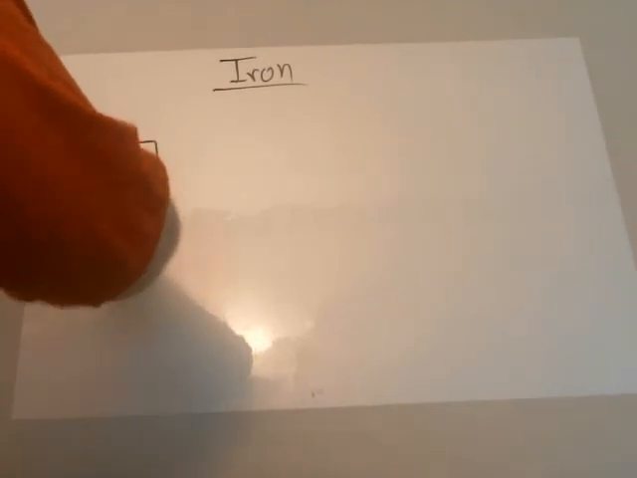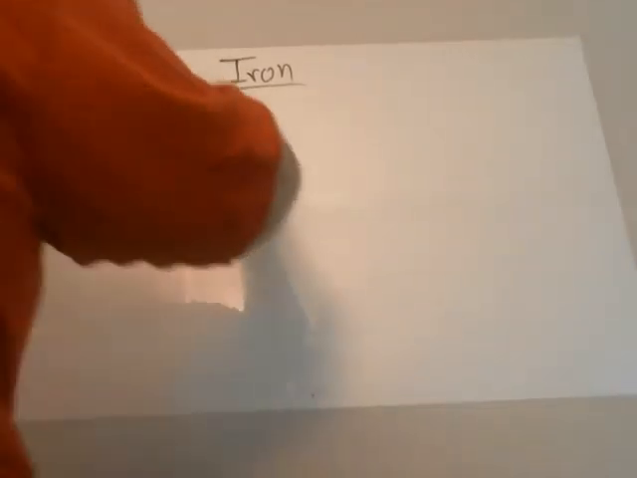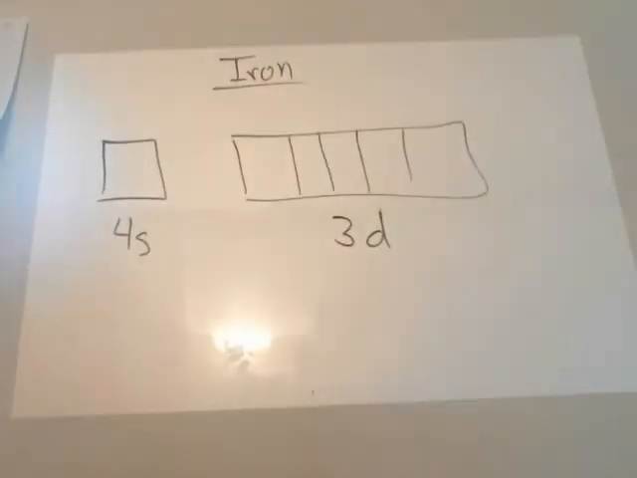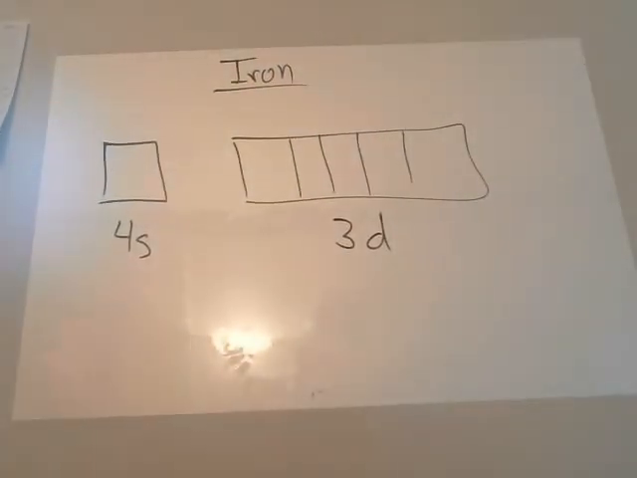So for iron, we only need to show the electrons that are in its outermost energy level, or its uppermost energy level. In this case, that is energy level 4. And for iron, in energy level 4, it has a 4s orbital and a 3d orbital. So we're going to draw one box and label it 4s. And we're going to draw 5 boxes and label it 3d, because those are the 2 orbitals that we need. This shows us all of the electrons that are on the same energy level.